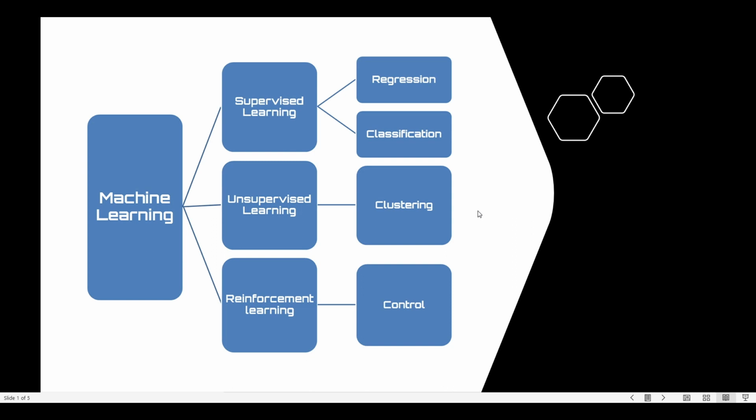In this video, we discuss what is machine learning and types of machine learning. Machines started to learn on their own, and this is where machine learning comes into the picture. Machine learning is a subset of artificial intelligence.